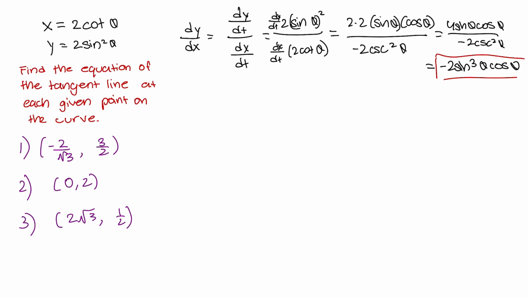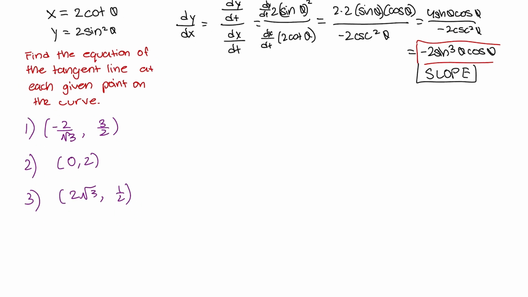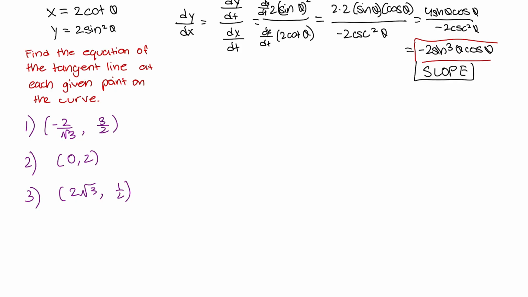And now that you have this, this is essentially going to be your slope. So when we write our equations, this is where you're going to plug in theta, and then that's going to be your function. So the way to find the theta value now is, it's going to be helpful if we make a little table. So I'm going to have the x, the y, and the theta value. I have negative 2 over root 3, halves. So for the theta value, we're given this equation, and essentially you're just going to plug that in.